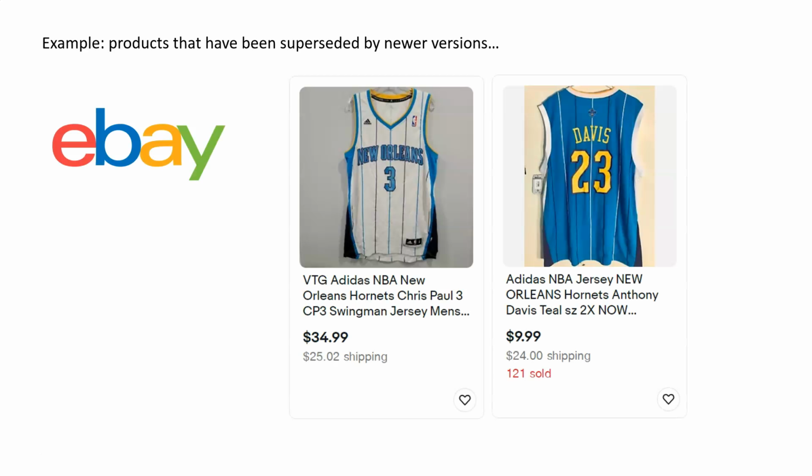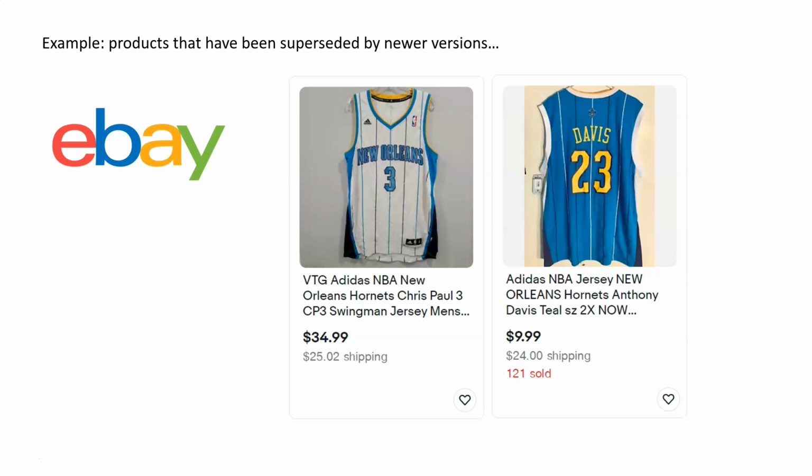And finally, we've got a product that sometimes has been superseded or replaced by a newer version. For example, if I was to jump on eBay and look for a New Orleans NBA jersey, I can find them really cheap, those two there. One's $34.99 and one's $9.99 for a couple of reasons. One, those players, Chris Paul and Anthony Davis, don't play for that team anymore. So the jersey itself has been superseded by the current players. Nobody really wants the old jersey so much.